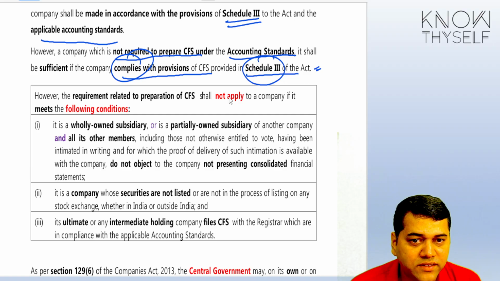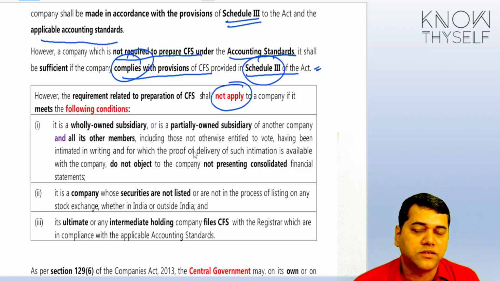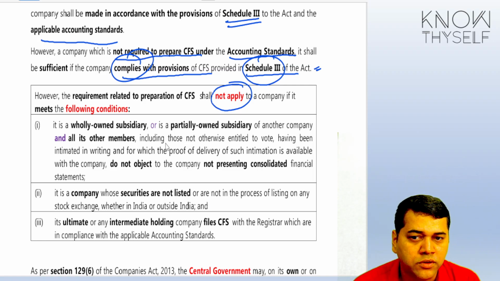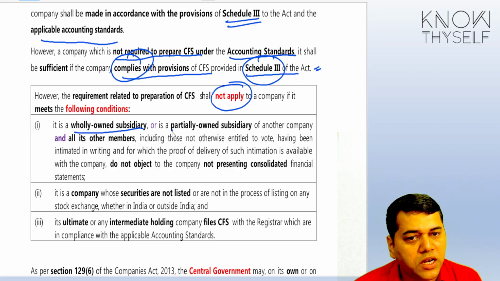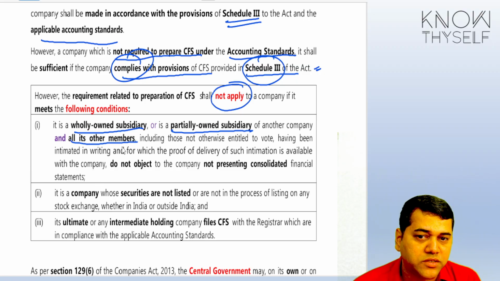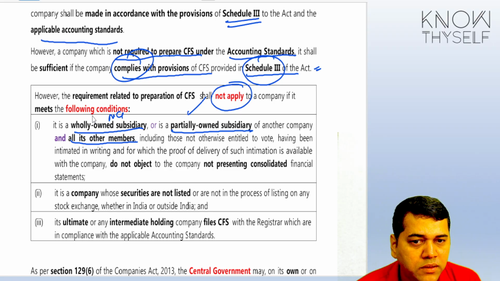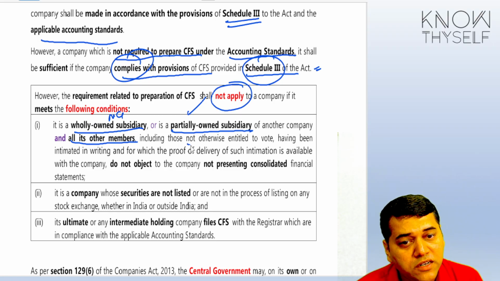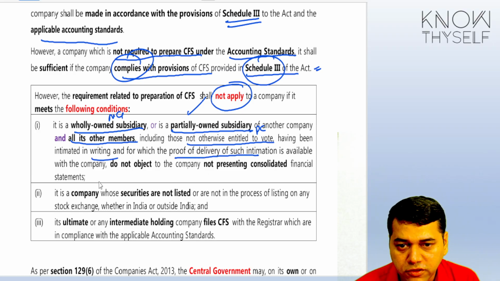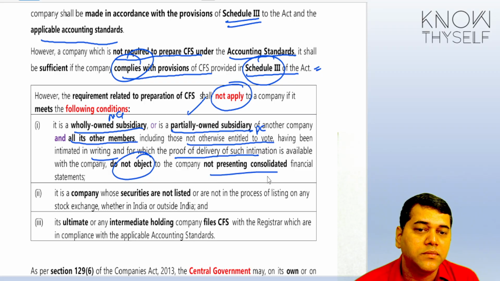Okay, now one question comes: when CFS is not applicable, when I get such an exemption? The Companies Act says that CFS shall not apply if the following conditions are fulfilled. Again, we have already seen this; similar exemptions are available in Ind AS 110 also. If it is a wholly owned subsidiary or a partially owned subsidiary of another company, and all its other members, who are those other members? NCI in case of partially owned, because in case of wholly owned it is not applicable. Otherwise not entitled to vote also, like preference shareholders, have been intimated in writing, for which the proof of delivery is also available, and they do not object to presenting CFS.